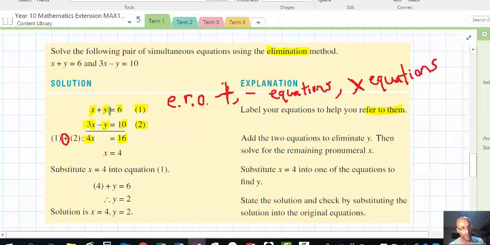And this one here, take a close look. y and negative y is 0. 4y equals 16, therefore x equals 4.